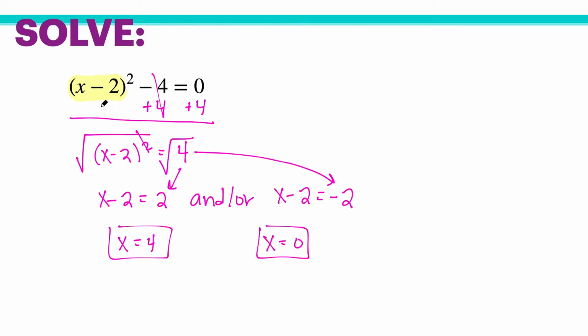And again, you can plug it back in to see if it works. If I plug in 4, 4 minus 2 is 2, 2 squared is 4, and 4 minus 4 does give you 0. If I plug in 0, 0 minus 2 is negative 2. Negative 2 squared still gives me a 4, and 4 minus 4 gives me 0.